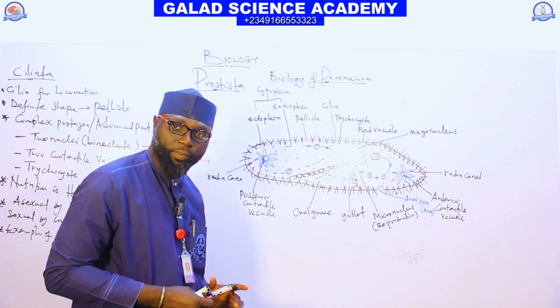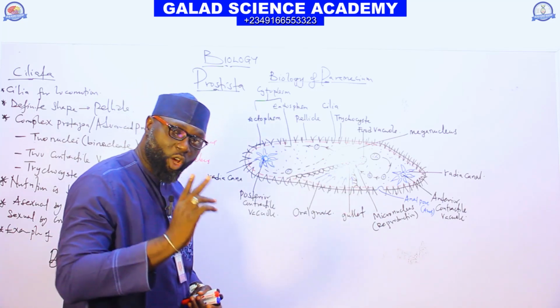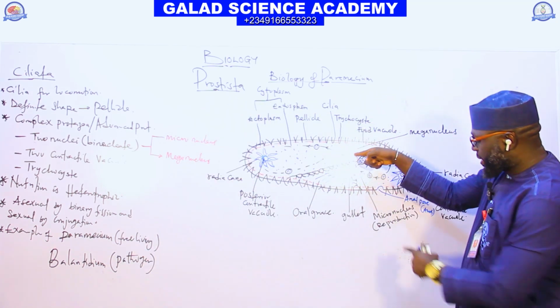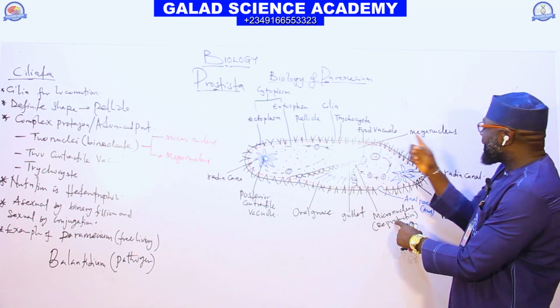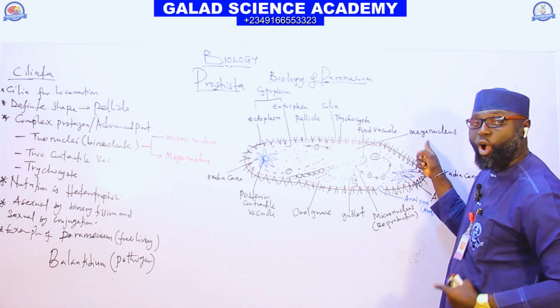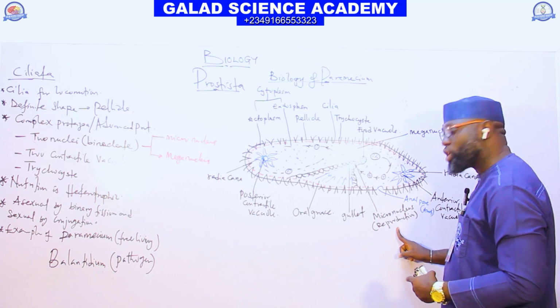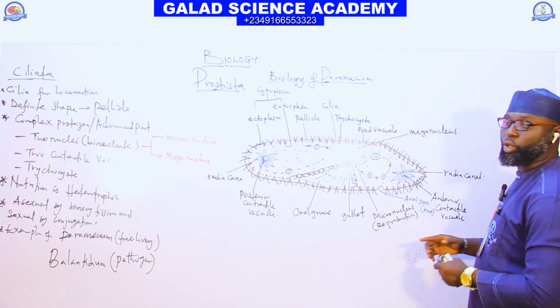the cell body. And Paramecium has two nuclei. We have the meganucleus, this big one, and a micronucleus, the small one. The meganucleus controls all the activity of the Paramecium, whereas the micronucleus is used for reproduction.